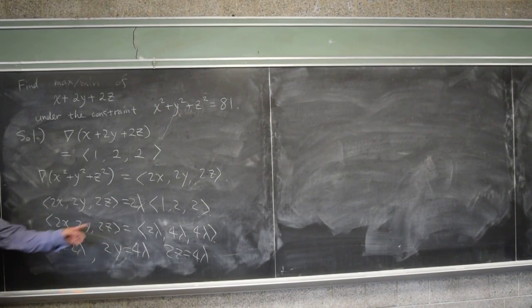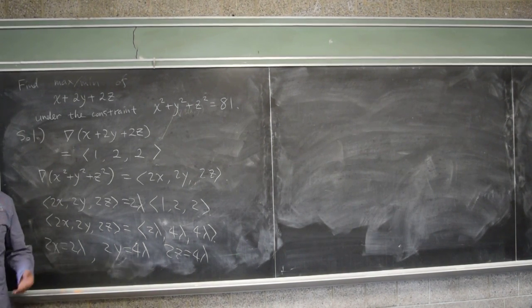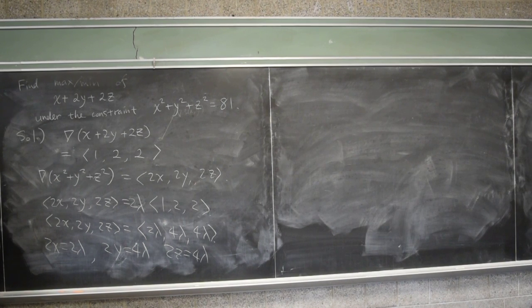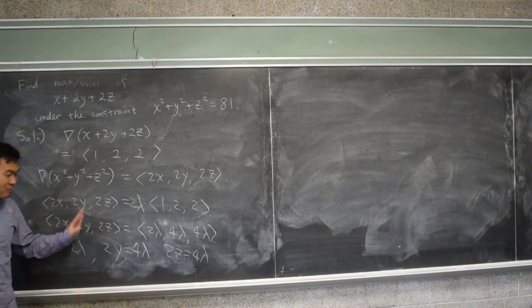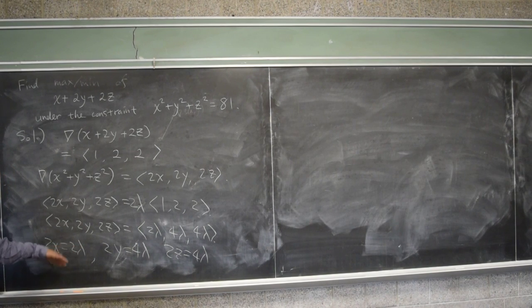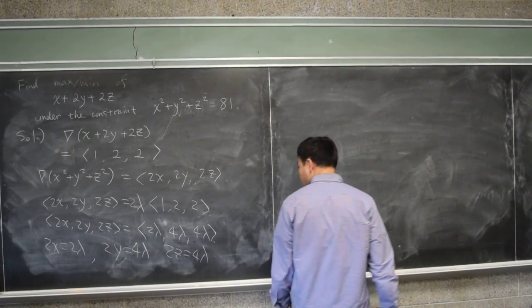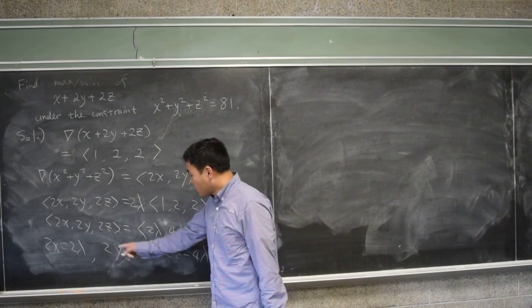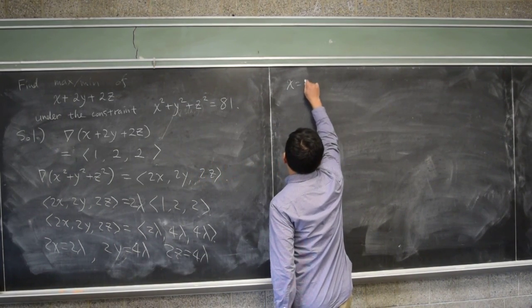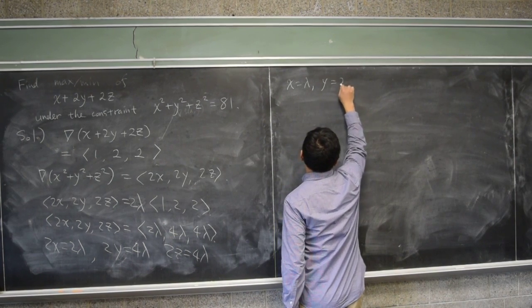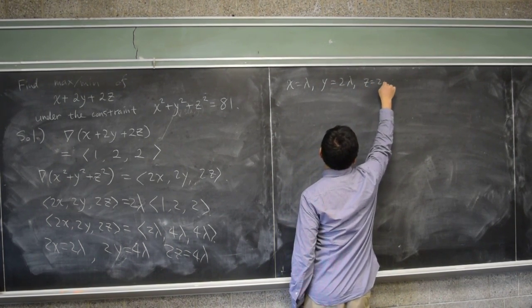Now notice that if we didn't have the 2 here, then I would have 2x equal to lambda, which would give us x equals lambda over 2, and we get a fraction. It's not totally impossible to calculate afterwards, but it is annoying trying to handle fractions. So having a 2 there is easier. Solving those, we get x equal to lambda, y equal to 2 lambda, z equal to 2 lambda.